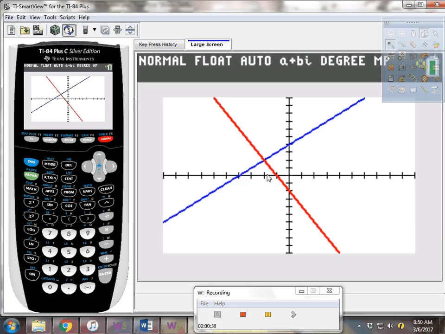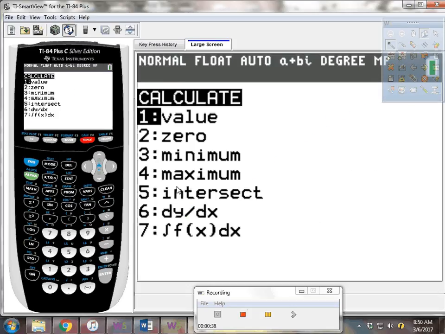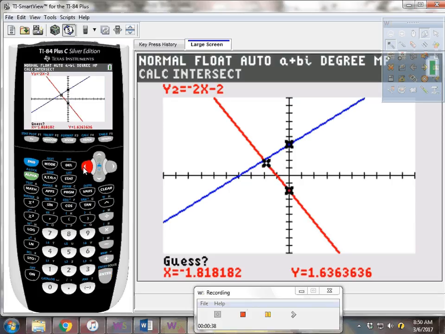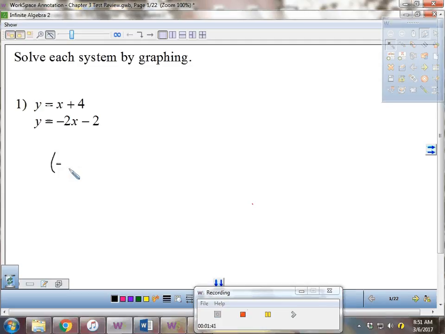Alright, so it looks like they cross at negative 2, but just to be sure, we'll use our calculate trace menu. So second trace, find your intersect there, option 5. This is my first curve, and it comes up in blue, so that's fine, so press enter. Second curve will show up in red, enter. And then you're going to arrow really close over to that intersection and press enter. It tells you your intersection is at negative 2, 2. So that is your answer.